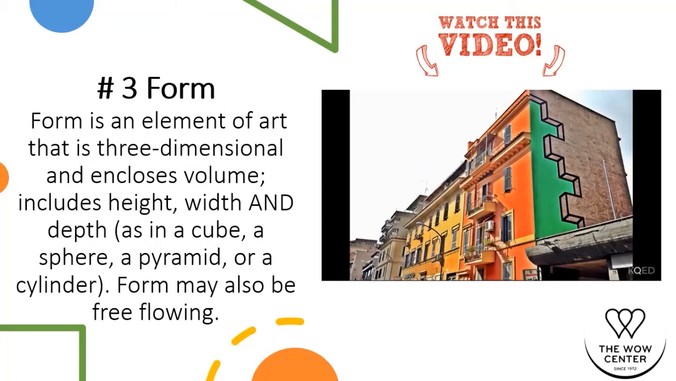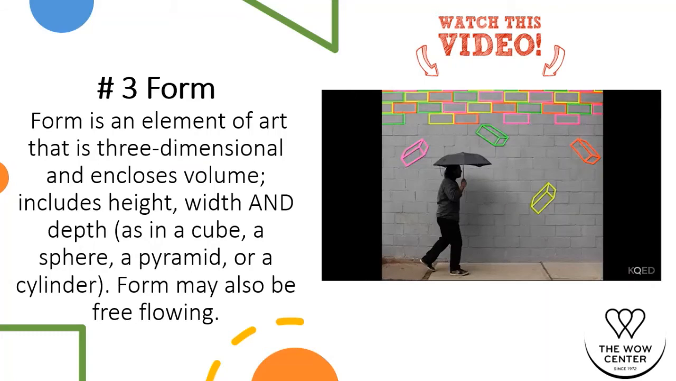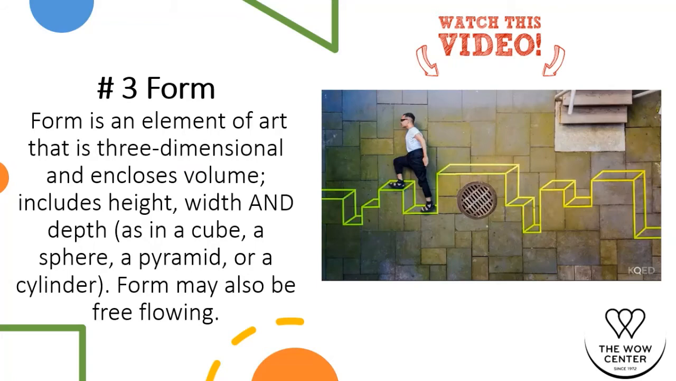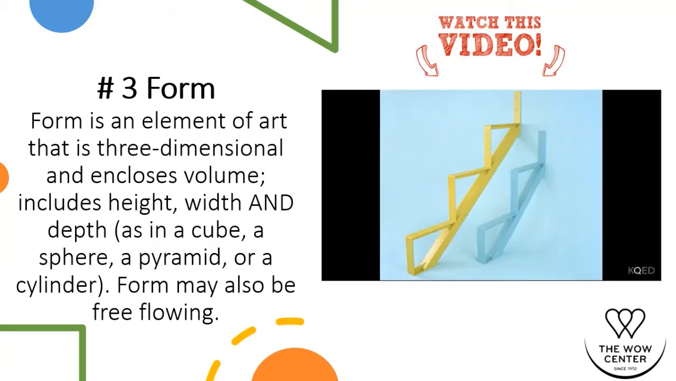Sometimes form can even be created by an artist's use of color. Artist Akash Nihalani often juxtaposes brightly colored forms against neutral backgrounds to create the illusion of depth. Notice his forms don't incorporate any shading at all. These are just a few ways artists create forms and incorporate depth into their work.